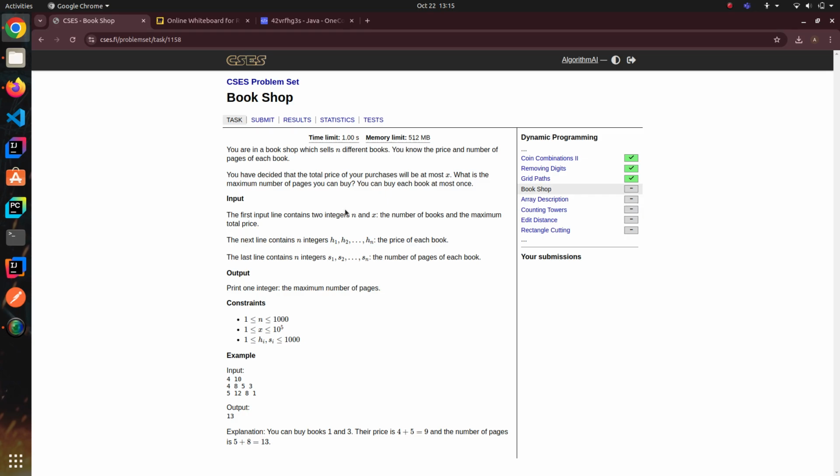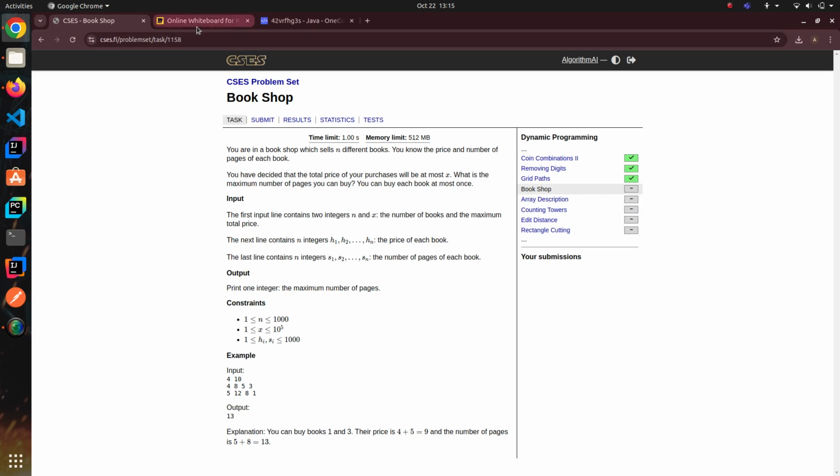The next problem is bookshop. We are given n different books. We know the price and the number of pages for each book. We have at most X amount of money and we want to find out the maximum number of pages that we can buy. But the condition is we can buy each book at most once.